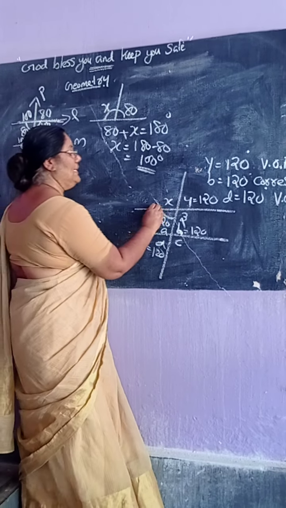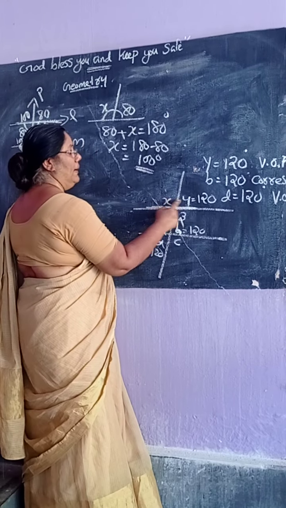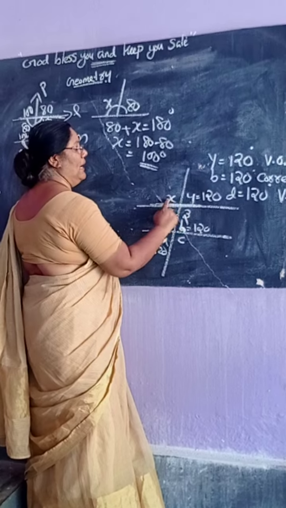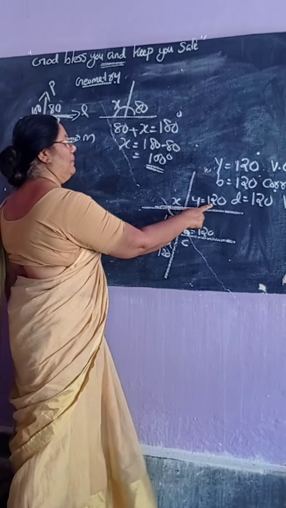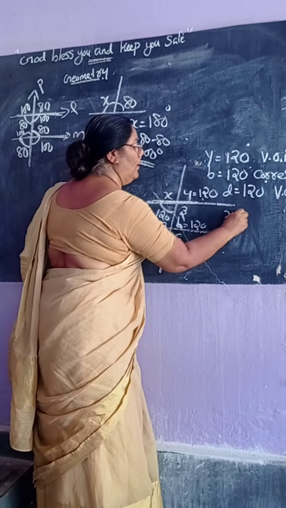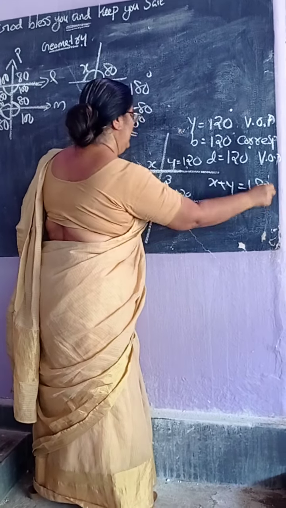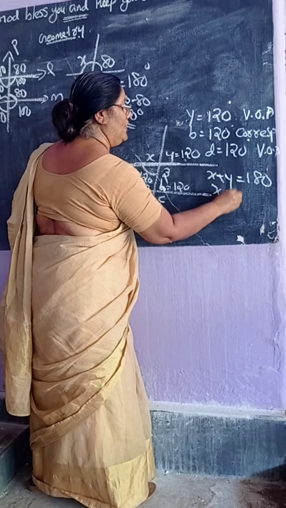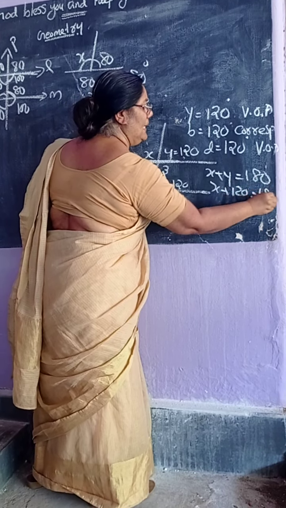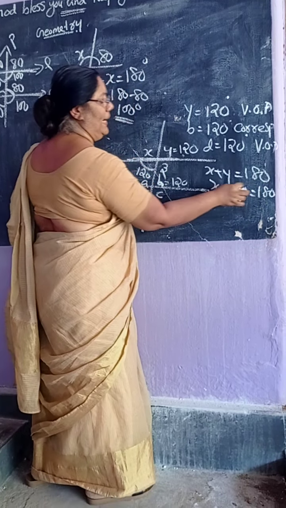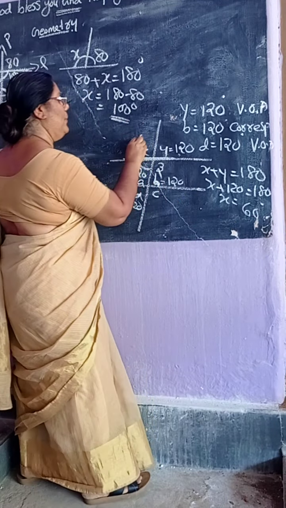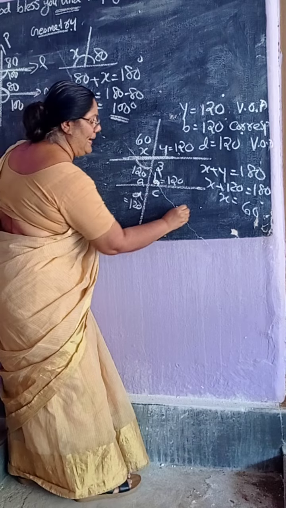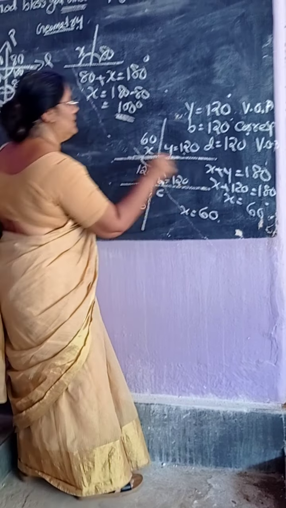Now, can you say what is x plus y? x plus y, this is a straight line. Therefore, x plus y is 180. Therefore, x plus 120 equal to 180. Therefore, x equal to 180 minus 120. What is the answer? 60. Therefore, you can mark x is equal to 60.